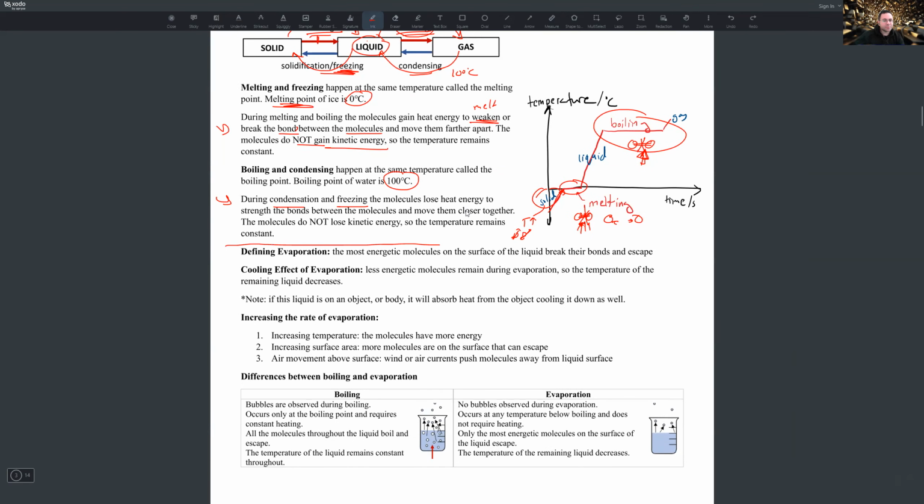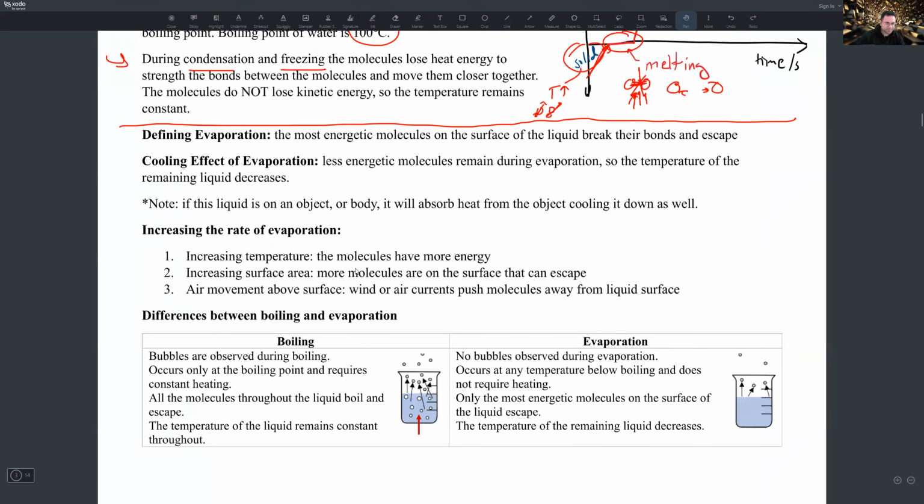But a very important change in state, which is the focus of a lot of questions, is evaporation. What is it? Here's a cup of water. If I decide to dump some of that water onto the floor, what will happen? And I leave it there for an hour or two. The water disappears. Why? It evaporates. So what is it? Evaporation is when a liquid changes to a gas. How? When the most energetic molecules on the surface of the liquid break their bonds and escape.